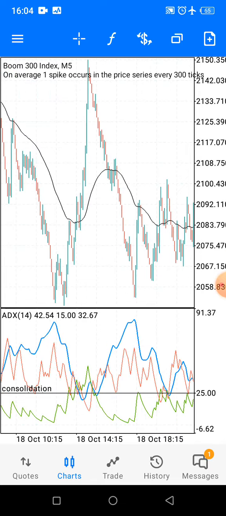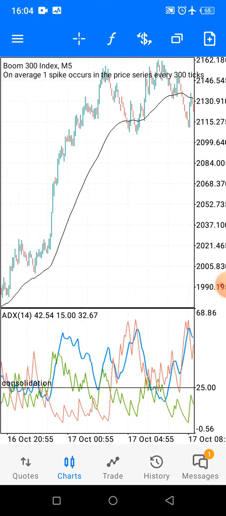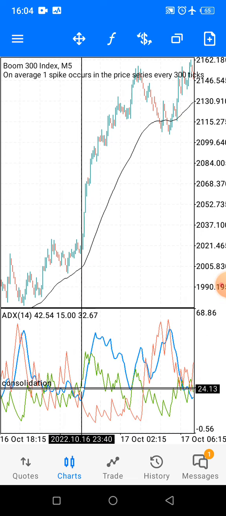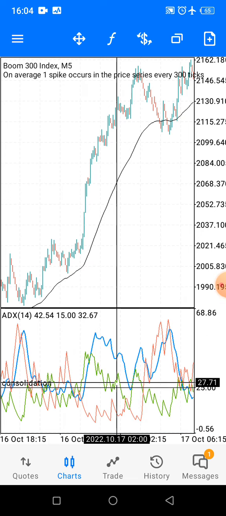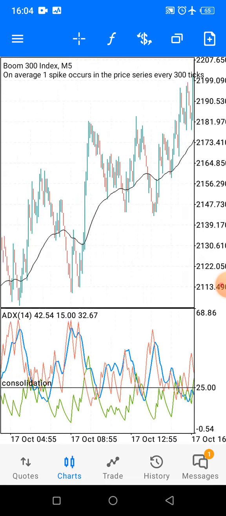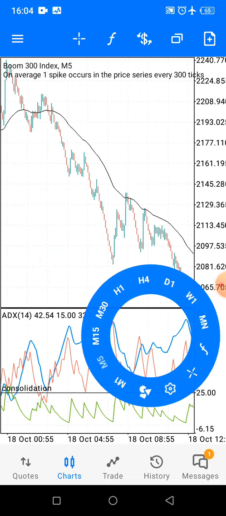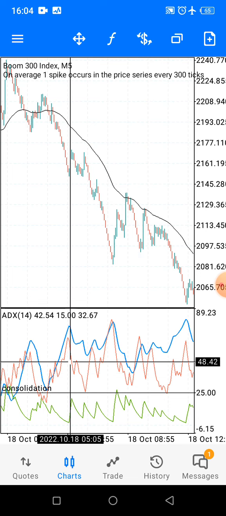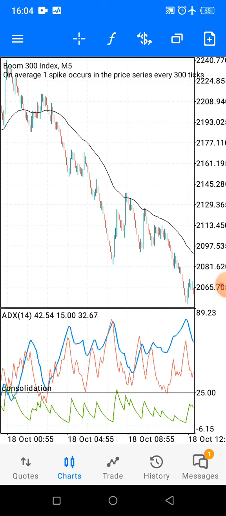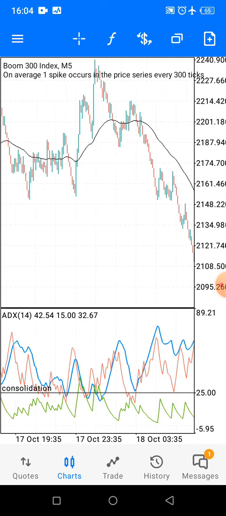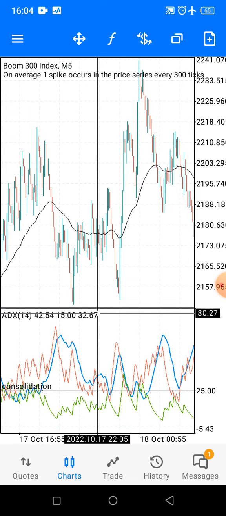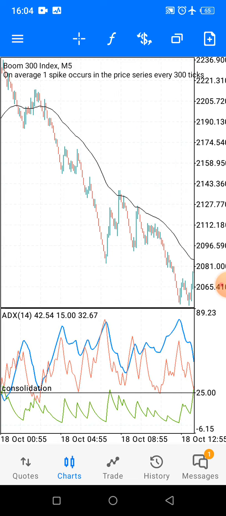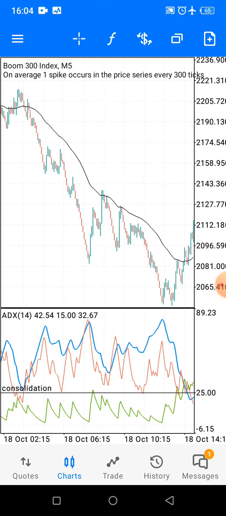That is for the volatility indices. So right here, if the green is on top, it means the market is buying, and if the red is on top, like this, it means that the market is selling. So generally we are going to be using the level 25 on the ADX here, and we're only going to be using it for the blue line.